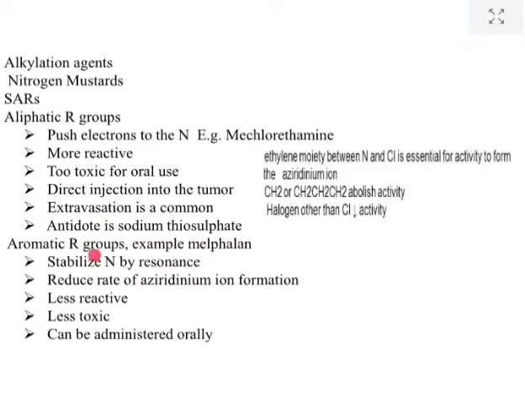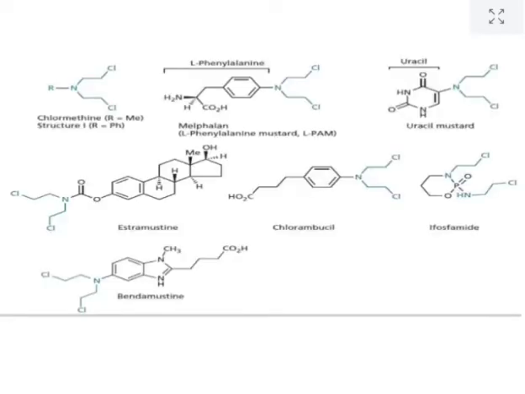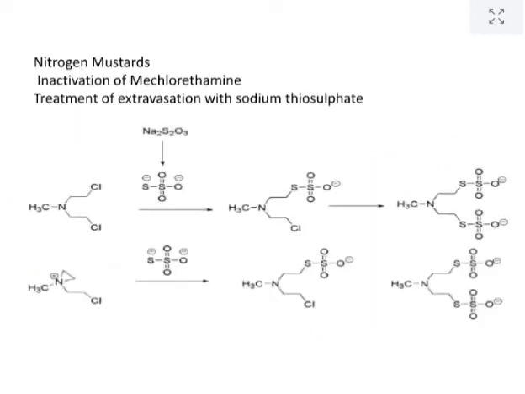And then aromatic R groups, as already said, like in melphalan or like in chlorambucil, stabilize the nitrogen by resonance, reduce the rate of aziridinium ion formation, are less reactive, less toxic, and can be administered orally. There is where we have our mechlorethamine. We have already looked at all those drugs, so we do not need to go there.